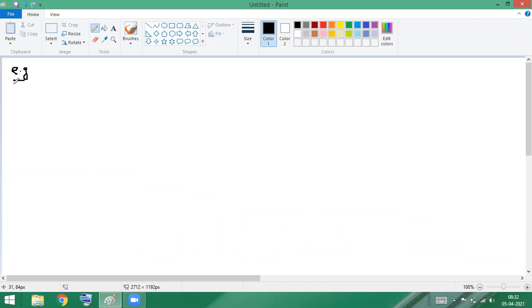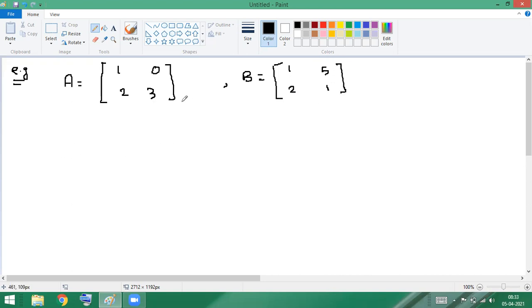Now, let's try this. Suppose we have matrix A equal to 1, 0, 2, 3, and matrix B equal to 1, 5, 2, 1. Don't take minus right now. First understand the positive concept, then we'll switch to the negative. Now we have to find out AB. First, tell me, is multiplication possible or not? This is 2 cross 2. This is 2 cross 2.